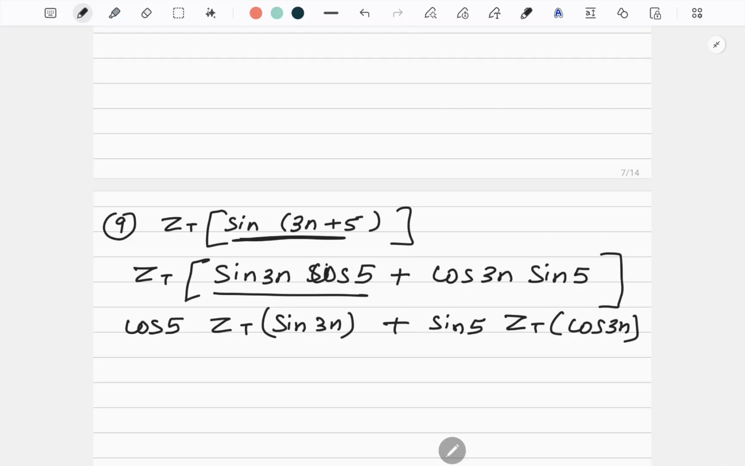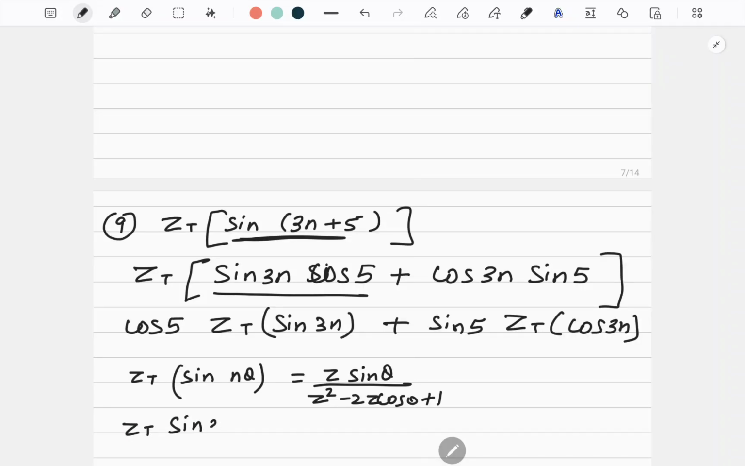Right? So let us apply the formulas. Now we have the formulas with us. So let us apply. You have to remember it for example. Now what is Z transform of sine n theta? Z transform of sine n theta is Z sine theta upon Z square minus 2Z cos theta plus 1. Implies Z transform of sine 3n is what? So n is n, theta is 3. So here you substitute Z sine 3 upon z square minus 2z cos 3 plus 1.